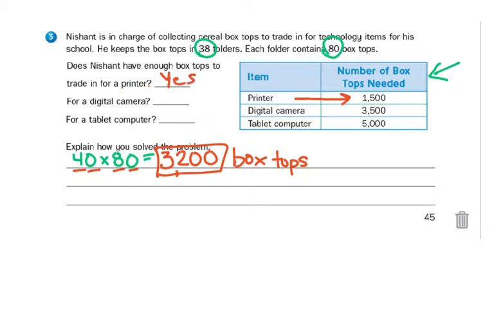How about a digital camera? A digital camera needs 3,500. Does he have enough? Nope, he's going to have to eat some more cereal. And if he's eating the bag cereal from Multimeal, he won't have any box tops. How about a tablet computer? He would need 5,000. So no, he does not have enough for that either.